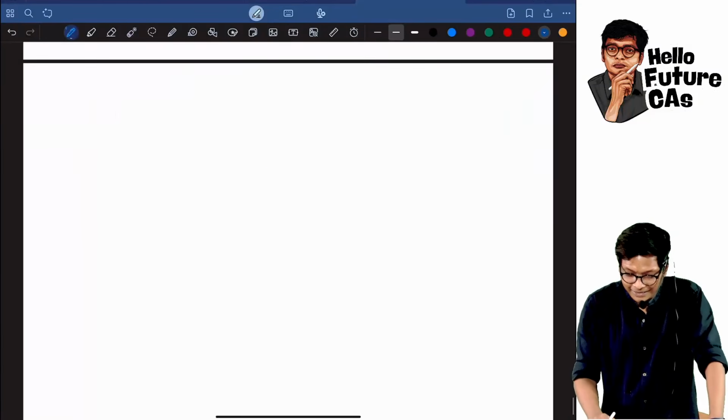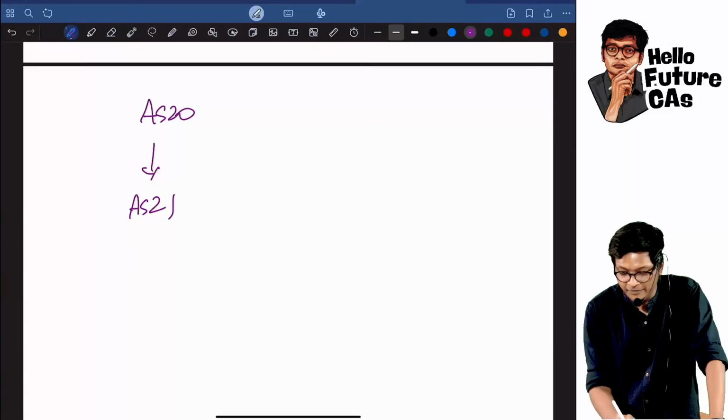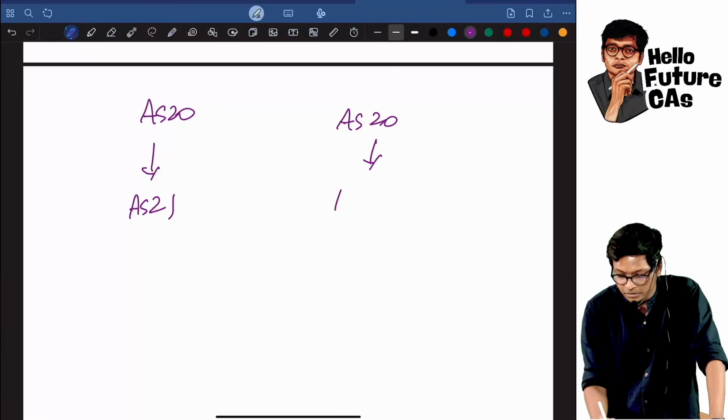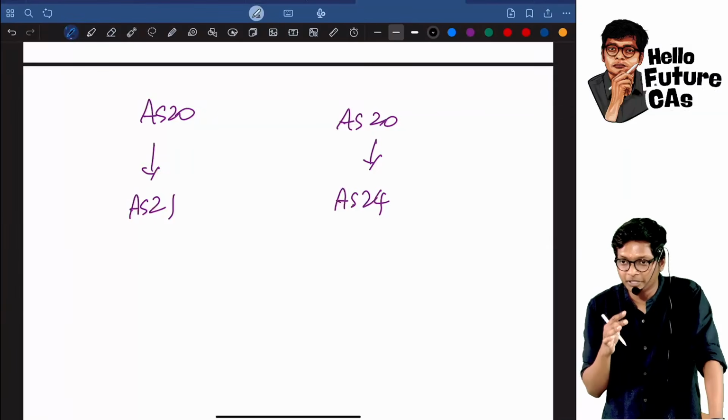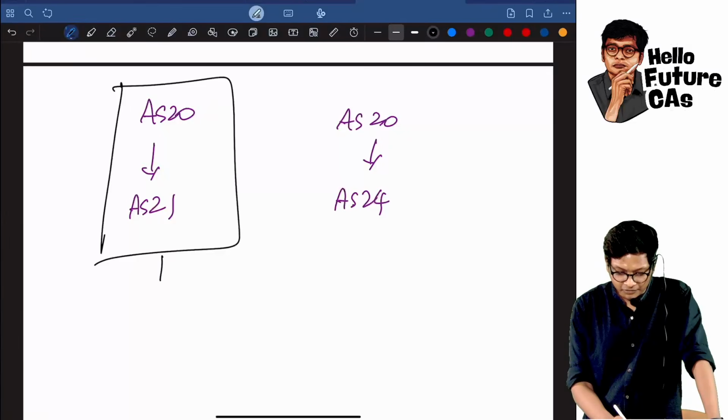See, guys, I'll again summarize. We saw two sums now: AS20 with AS21, and AS20 with AS24. Both these sums are yet to be tested. I'm sure this sum is not that difficult. Reebok sum. Here it's very simple.